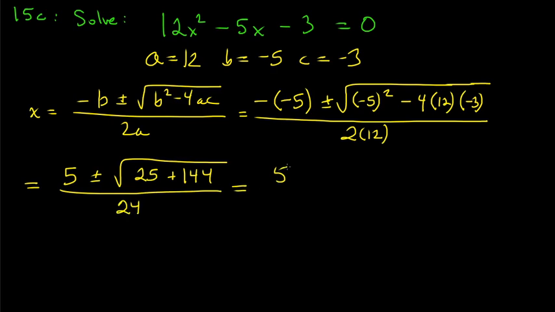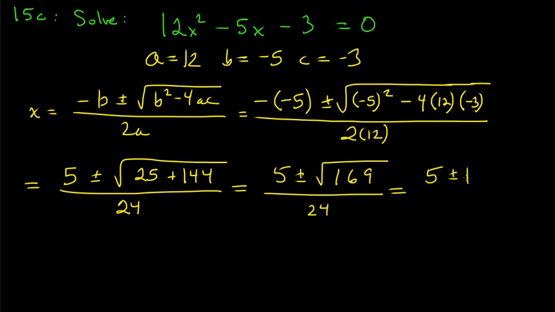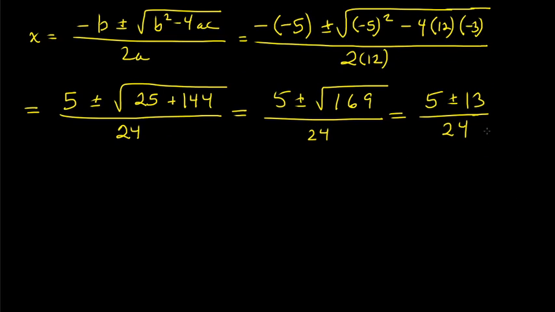Okay, so 25 plus 144, I think is 169. We should double check that. I think that's right. And the square root of 169 turns out to be a perfect square. That's exactly 13. Okay. So we have 5 plus or minus 13 all over 24. Now, here we cannot leave it like that, right? Because it's not the square root of 13, it's just 13. These are nice whole numbers here. Well, when you divide by 24, they will be rational numbers. But let's just split them up into the two separate fractions here, right?